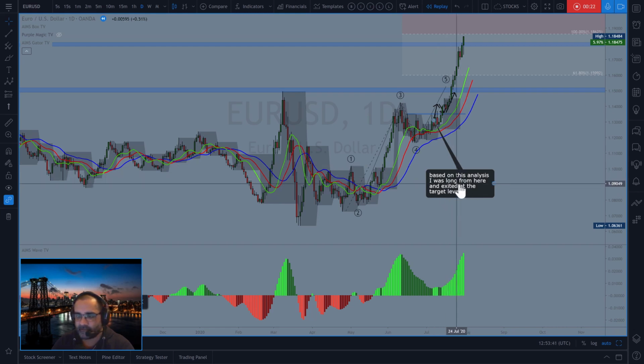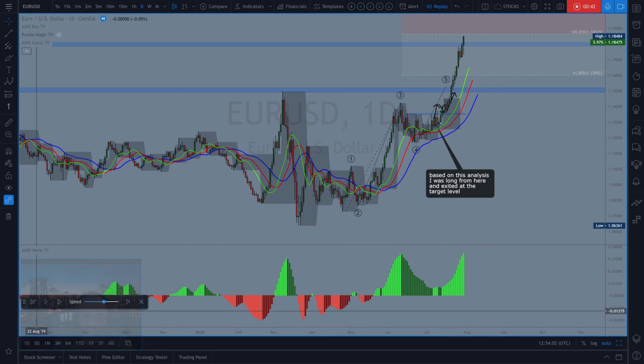So based on this analysis, I was long from here and exited at the target level. At that time, the target level was this because I thought this is 3 and a 4, and this would be 5. But obviously, price continued to go up. And when it goes above what I call the fib expansion 100, then that becomes a new wave 3.